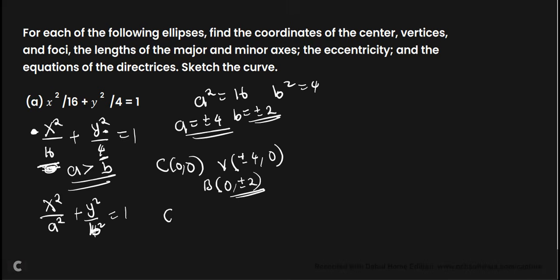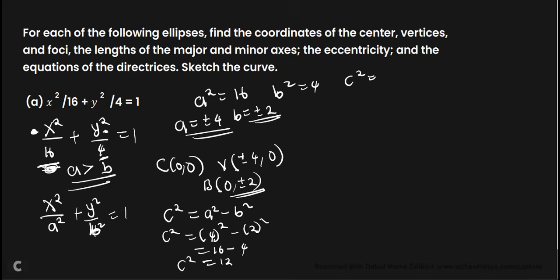How about c? We need to find c, right? How to find c? c squared equals a squared minus b squared. Now what is your a? Your a was 4. Then what is your b? Your b was 2. Such that c squared is 16 minus 4, then c squared equals 12. Find the square root there.